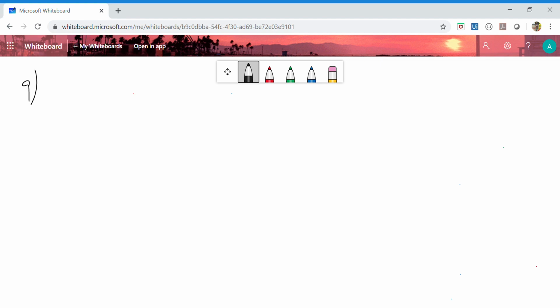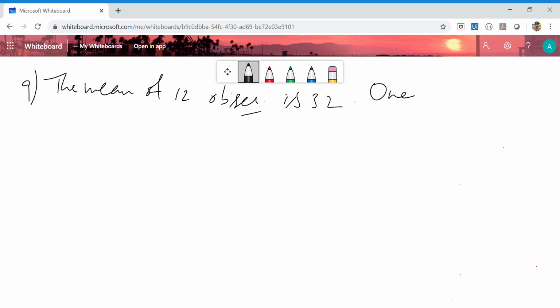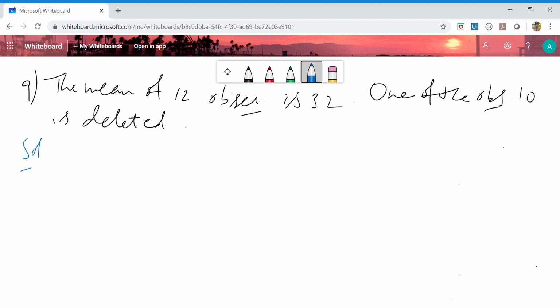Ninth. The mean of 12 observations is 32. What is given? The mean of 12 observations is 32. One of the observation, 10, is deleted. Then find the new mean. So solution, what you will get?